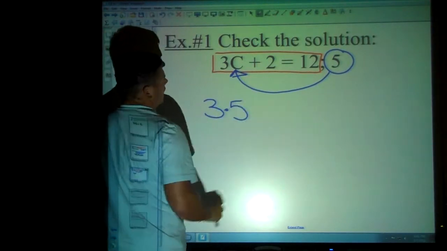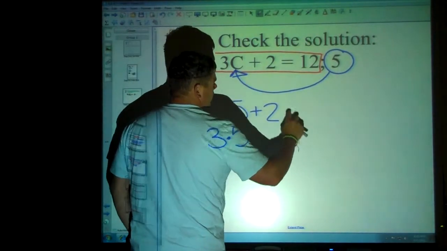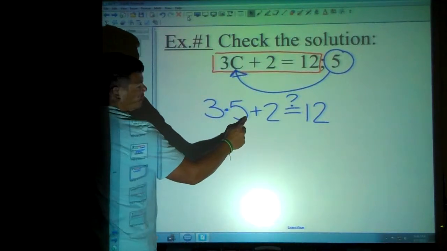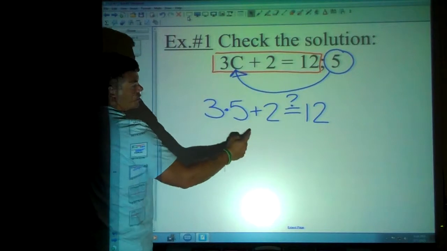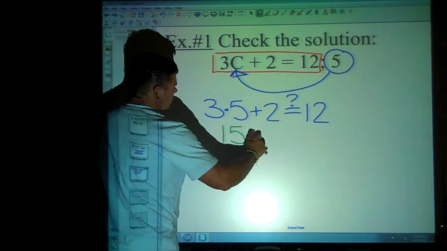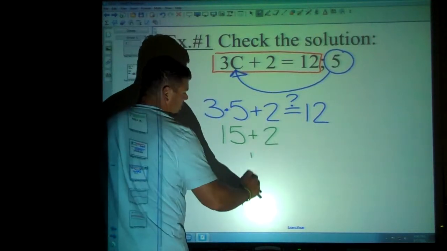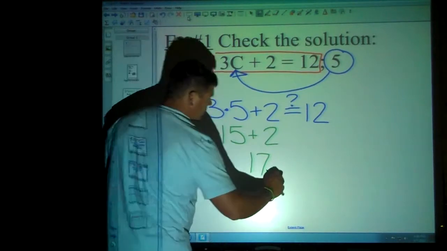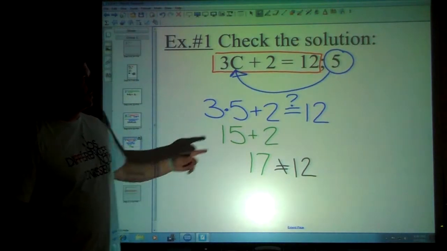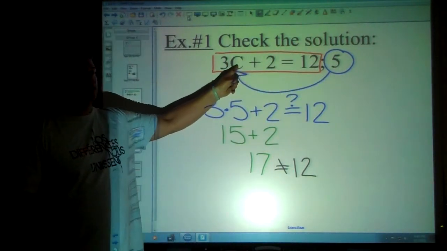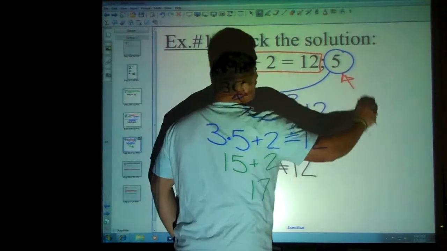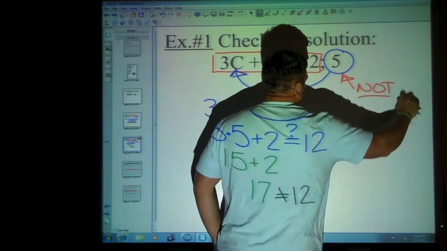3 times 5 plus 2, does that equal 12? Well, test it out. If you add 5 plus 2 first, you're going to do this wrong, because addition should not come before multiplication. 3 times 5 is 15. 15 plus 2 equals 17. And unfortunately, 17 does not equal 12. Since 17 does not equal 12, this is not a solution for c. It cannot be the answer. So we would say not a solution.